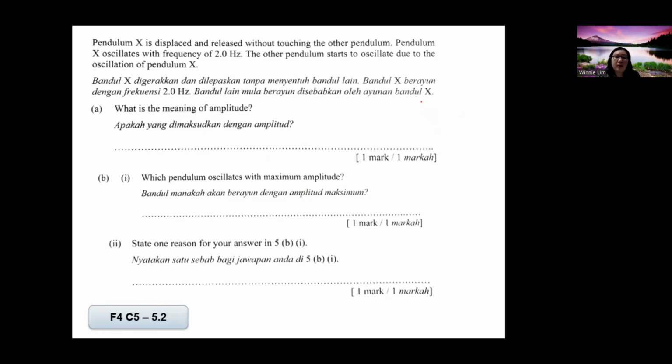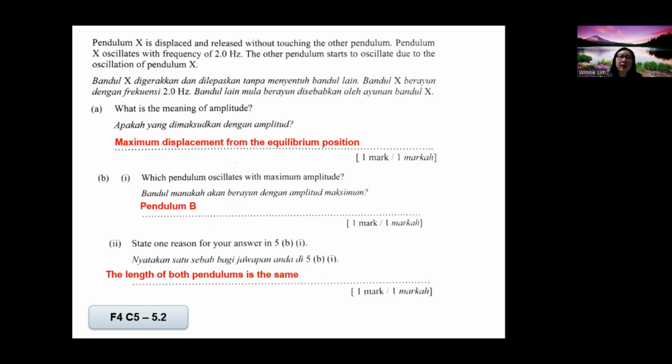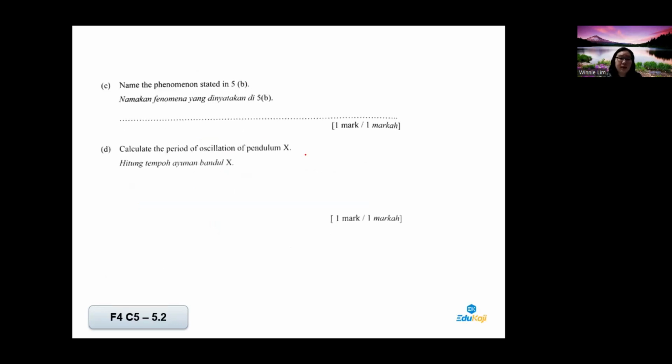Okay, then next, just now teacher already mentioned which one will oscillate at maximum amplitude, right? The one with the same length, which is pendulum B. So the reason you just need to say is because the length of the bob pendulum is the same. Then you can know this is what we call resonance.